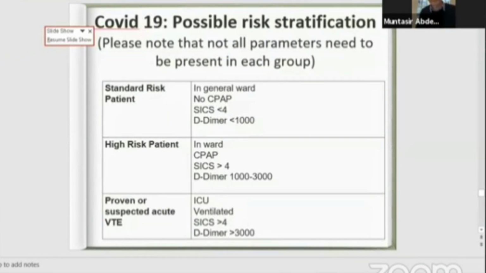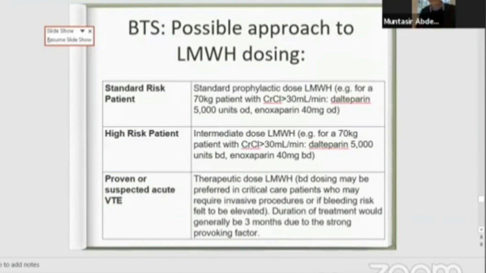Can we go to the next slide, please? This is the British Thoracic Society approach, which is not 100% proven, but it is plausible and something which can be acceptable to you during these times until we understand more about this disease. So the standard risk patient, who is in the general ward, has a sepsis-induced coagulopathy score of less than 4, is not on CPAP, and has a D-dimer of less than 1,000.